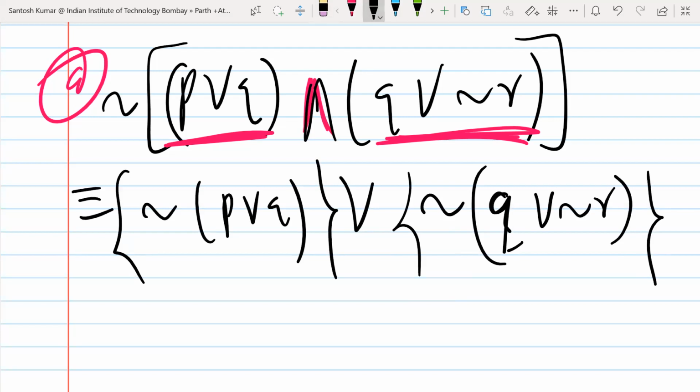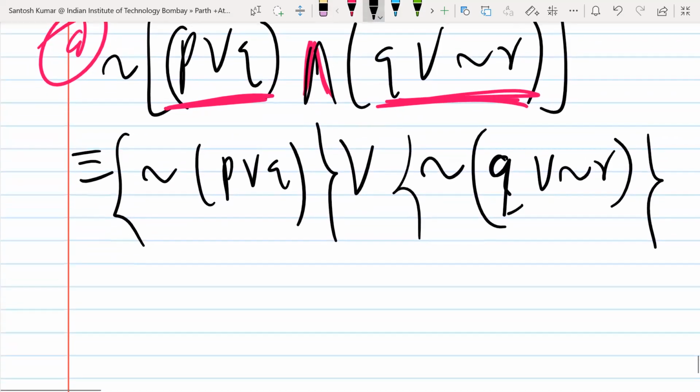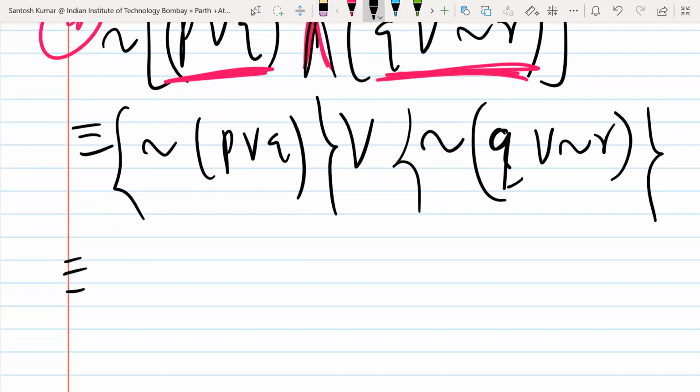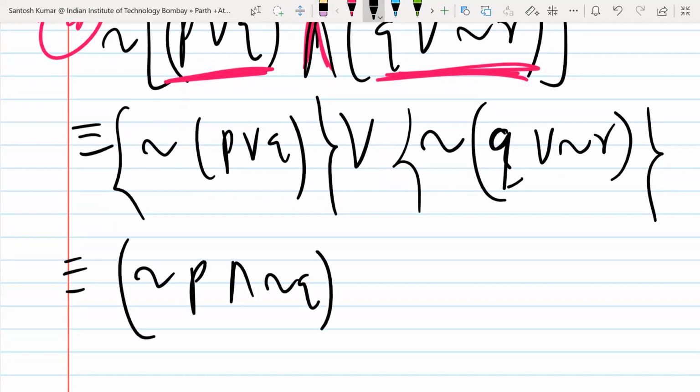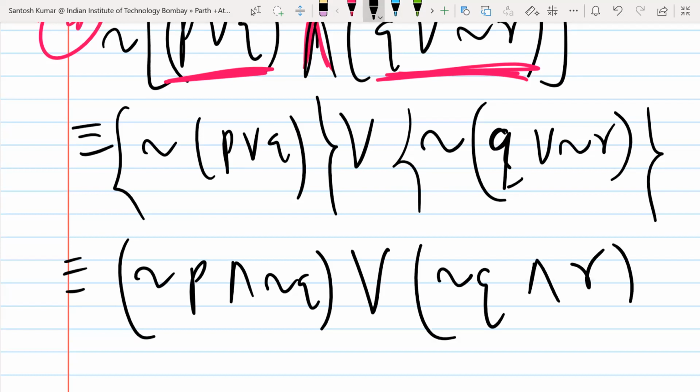Now you can further do this if you want. So negation P and negation Q, this is this one, or you break this one: negation Q and R. You know why? Because already you have negation of R, so negation will cancel. Negation of negation R is R.